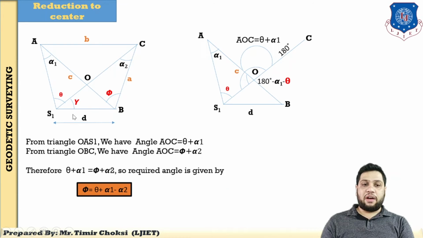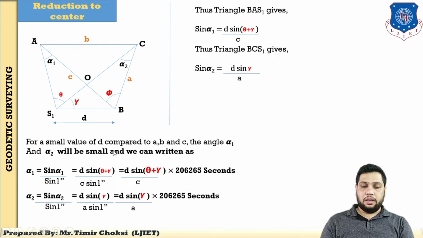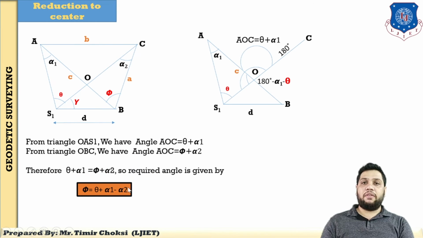Theta is found by the instrument, because theta is obtained at the station set up at the subsidiary station. So the theta value is obtained from the instrument. Alpha 1 and alpha 2 you have already found using the formula. So put the value of theta in alpha 1 and alpha 2, and you find phi.